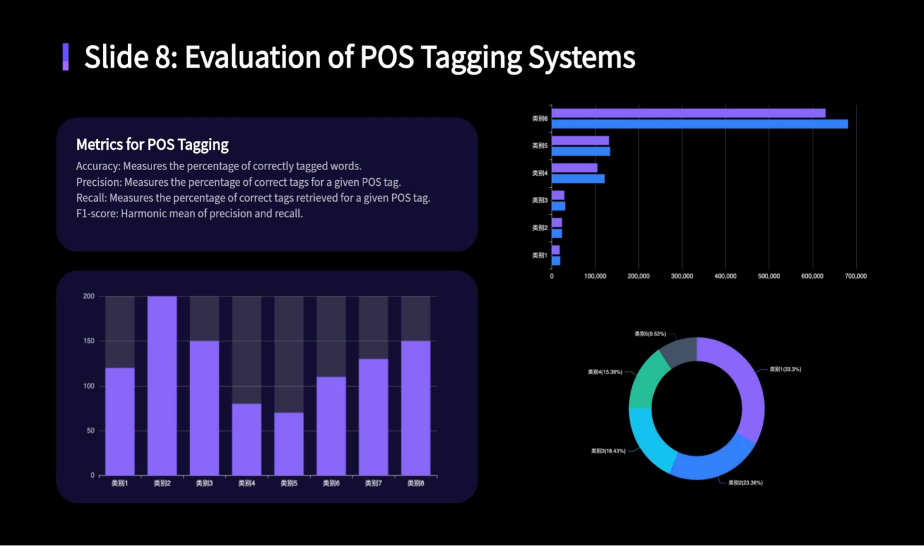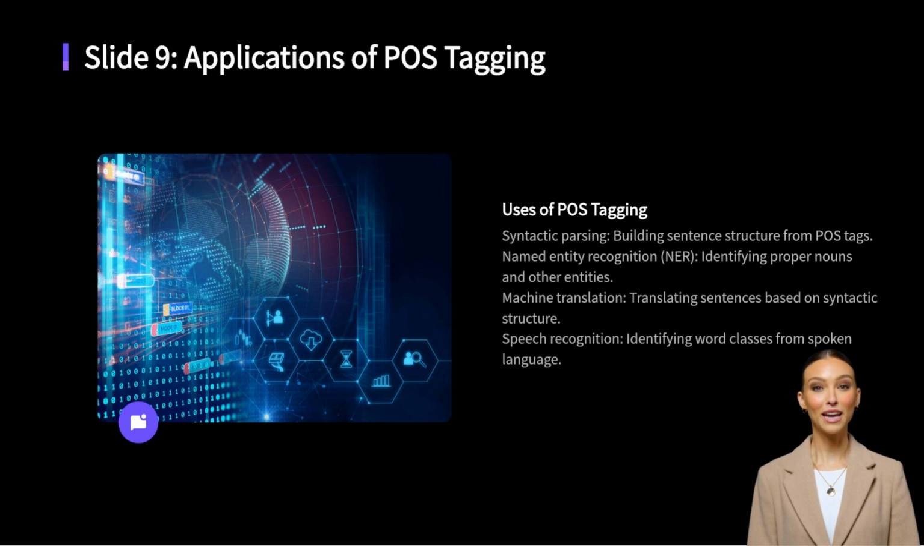POS tagging plays a key role in many NLP applications. Syntactic parsing. POS tags are used to build a sentence's grammatical structure, essential for understanding how words relate to one another. Named entity recognition, NER. Knowing whether a word is a noun or proper noun is crucial for identifying names of people, places, or organizations. Machine translation. POS tagging helps break down sentences into their components, making it easier to translate them accurately. For example, distinguishing between nouns and verbs in both source and target languages is key for translation.